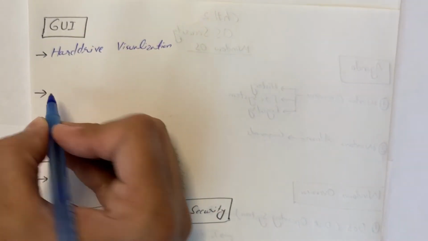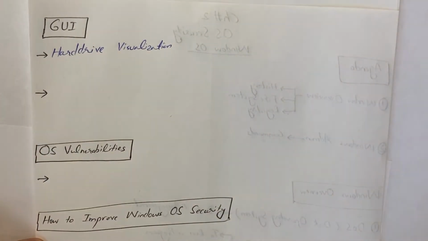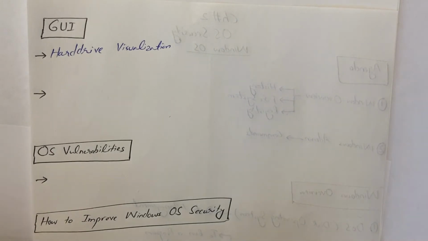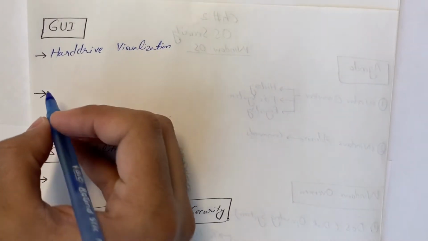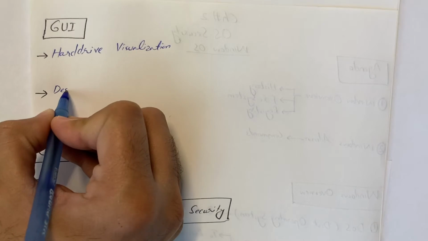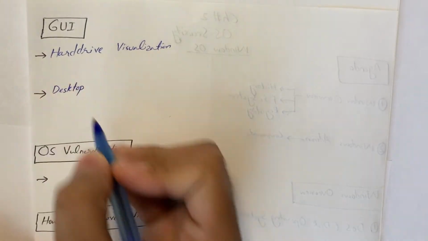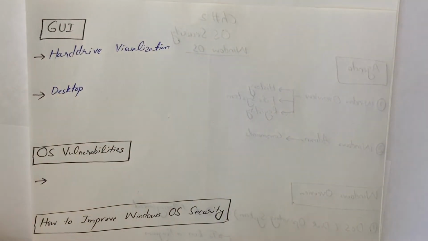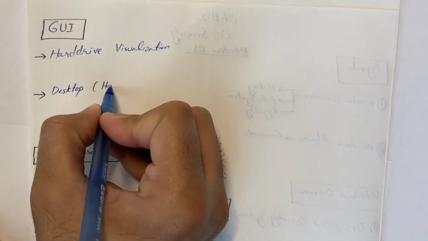In the GUI, there are mainly two things that we experience by using a GUI based operating system. One is basically the desktop. And what is basically a desktop? Desktop is basically, you can say, our home screen.